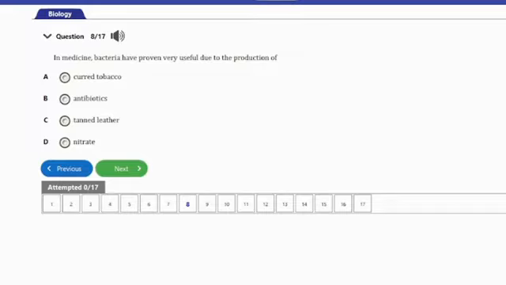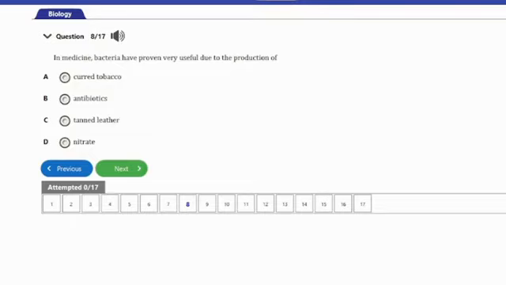It says, in medicine, bacteria have proven very useful due to the production of A, cured tobacco, B, antibiotics, C, tanned leather, and D, nitrates. So guys, bacteria is very useful in medicine because it's actually used to produce antibiotics.